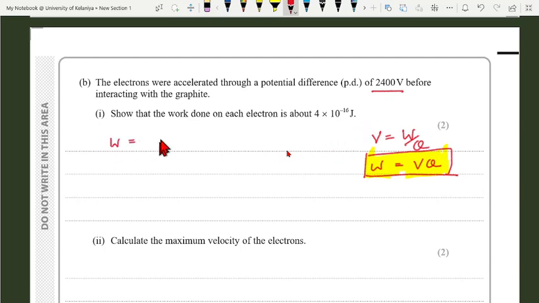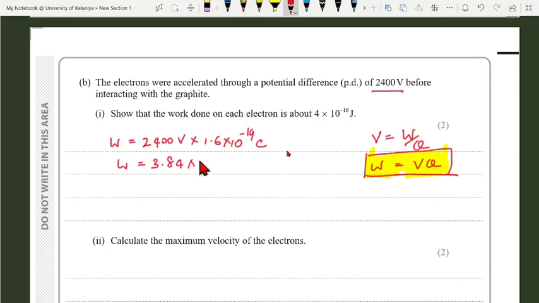So work done is equal to potential difference, 2400 volts, times charge of an electron, right? So it is 1.6 times 10 to the power minus 19 coulombs. So if you calculate this one, you will get what?